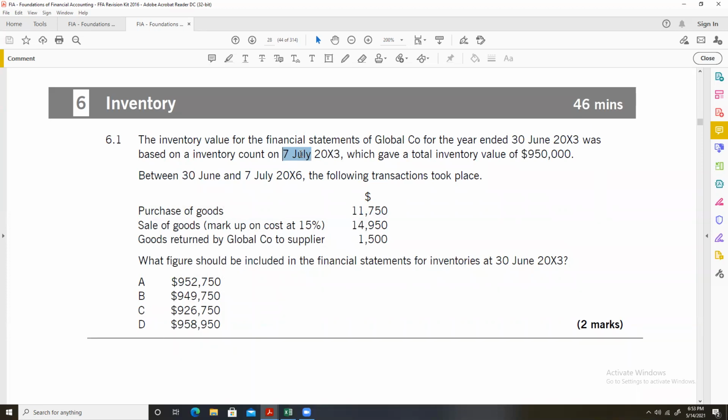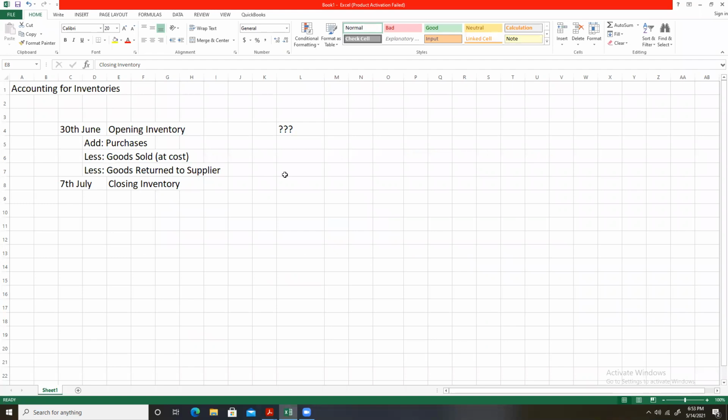7th July is the end of the period. End of which period? The one that started from 30th June. That's why the inventory that we have on 7th July is our closing inventory.